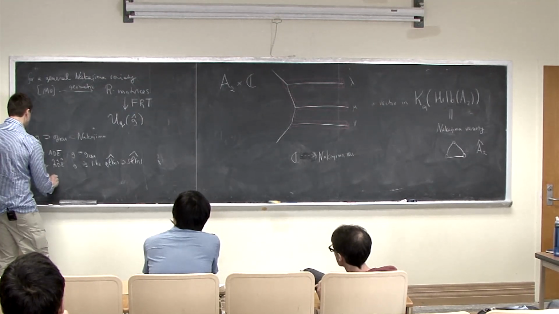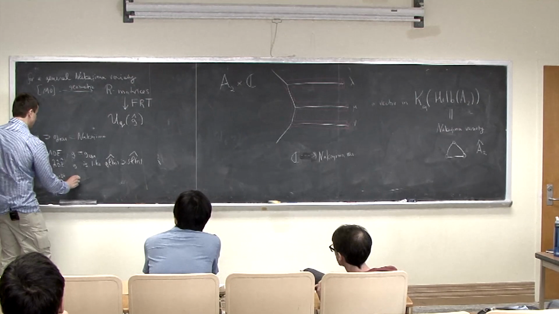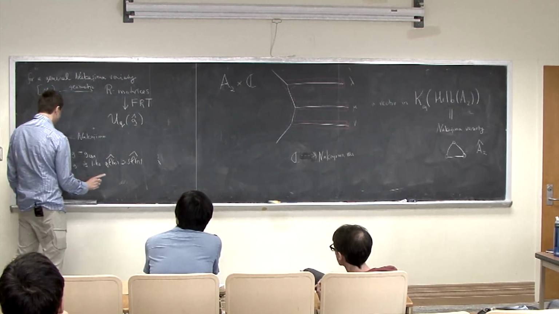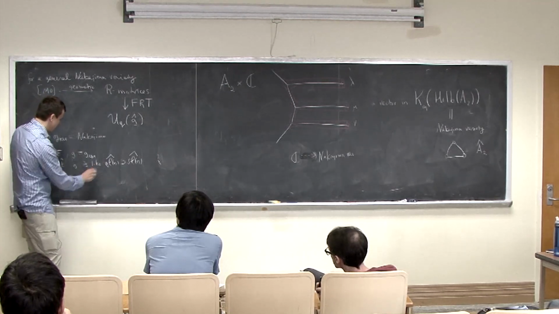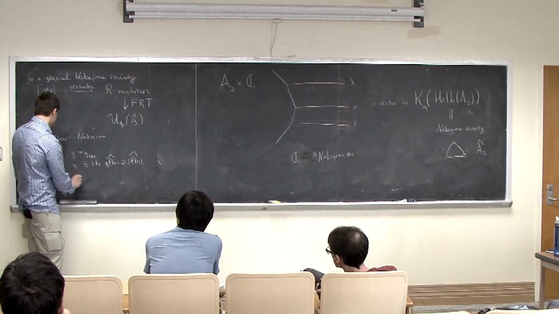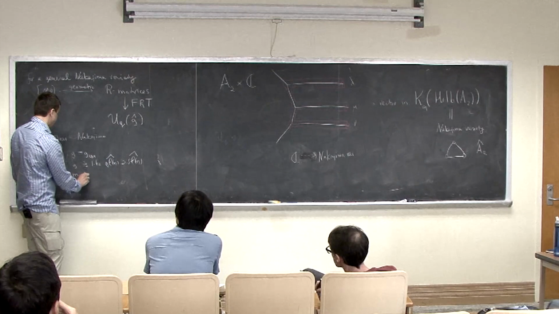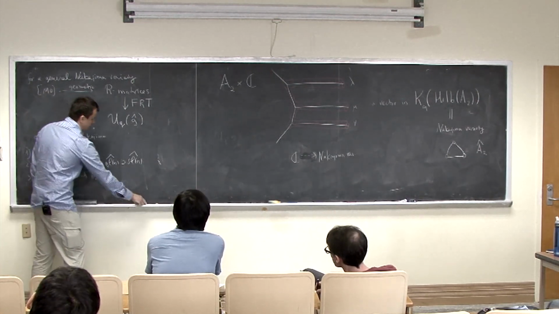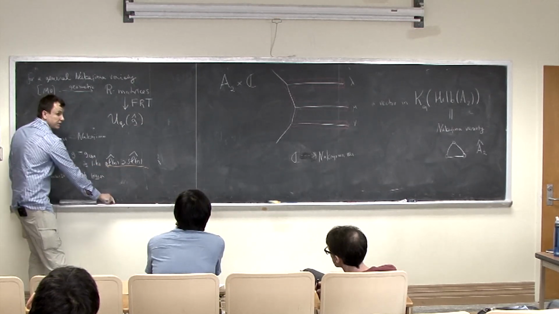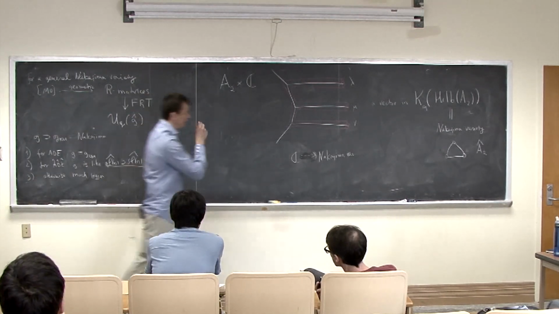Otherwise, it's much bigger. I'm very optimistic about what Rafael and I were discussing about that. I think it's much bigger, much bigger. But anyway, we're in this situation right now because our quiver is of finite type.